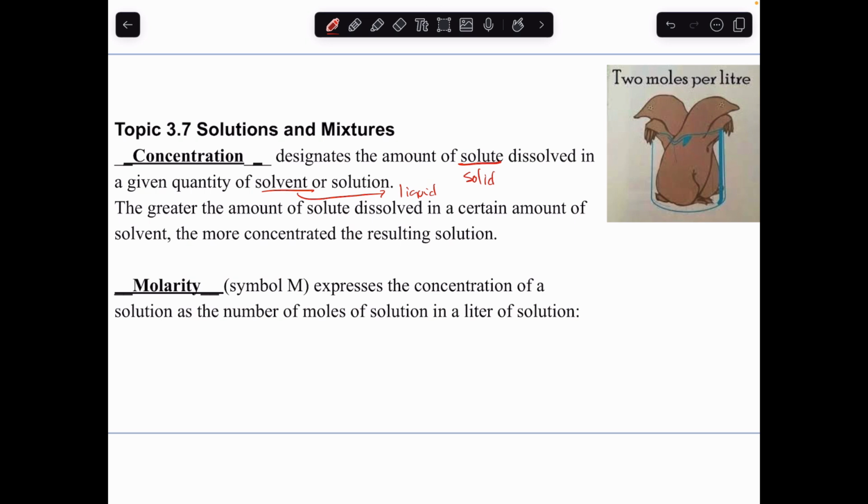Solutions are measured through a property known as molarity. Its symbol is capital M, and it's a ratio which tells us the moles per liter. So this is a 2-unit relationship. As you see in our picture here, we have 2 moles in 1 liter. So this would be called a 2-molar solution.